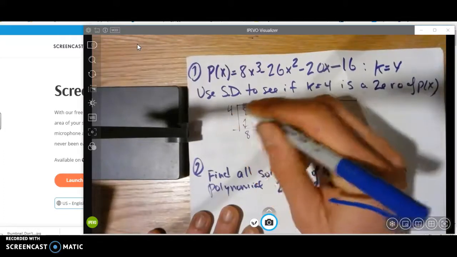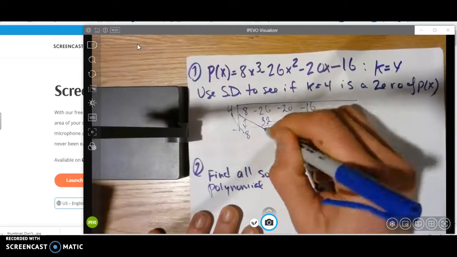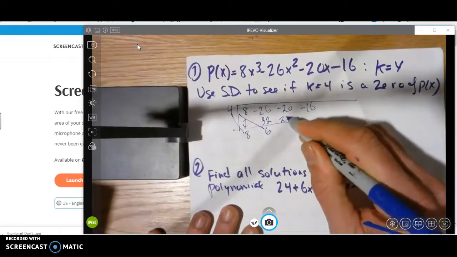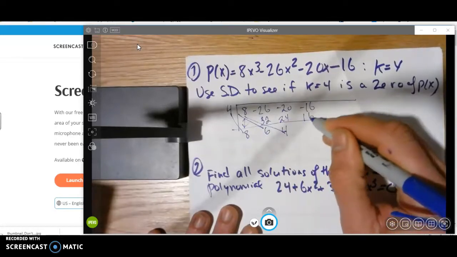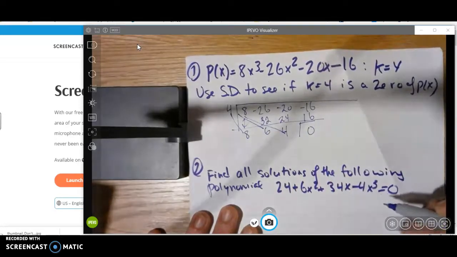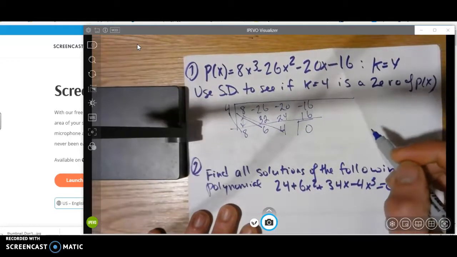And we get 32. Combine and we get 6. We combine and we get 24. We combine and we get 4. We combine and we get 16. And we have 0. So the answer to that question, number 1, is yes, it is.